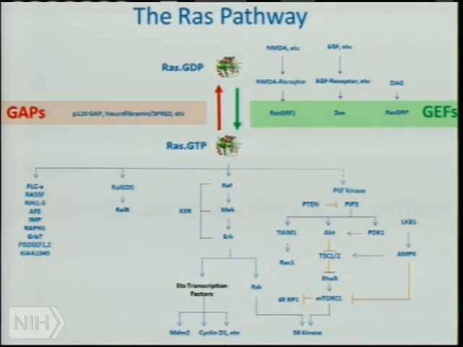The off state is equally highly regulated by another complicated family of proteins called GAPs that stimulate hydrolysis of RAS-GTP back to RAS-GDP. And there are a number of GAPs in the cell.